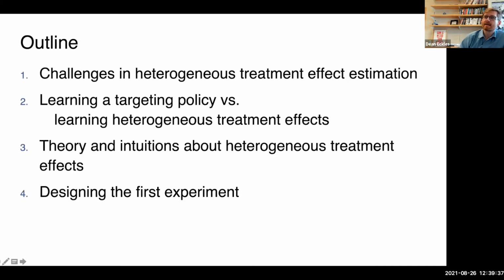So what I was going to say a little bit about is some of the challenges of estimating heterogeneous treatment effects, how learning a targeting policy is different than learning those heterogeneous treatment effects, some intuitions that we might have about what heterogeneous treatment effects look like, and how this all might inform us in designing experiments as well.